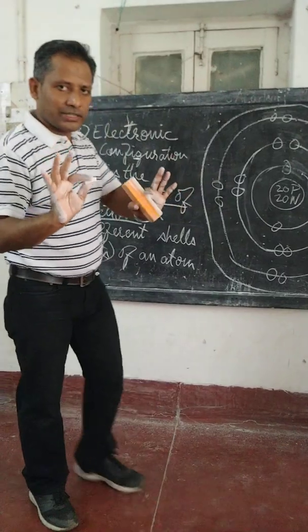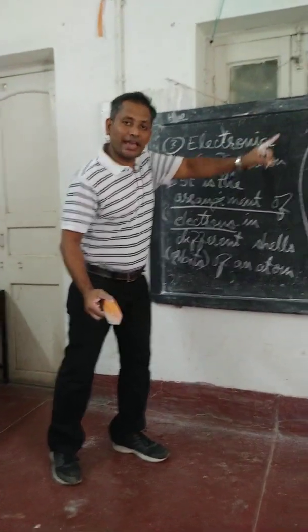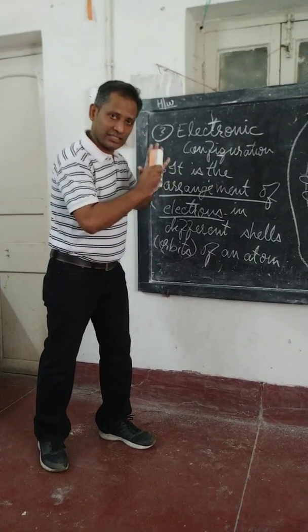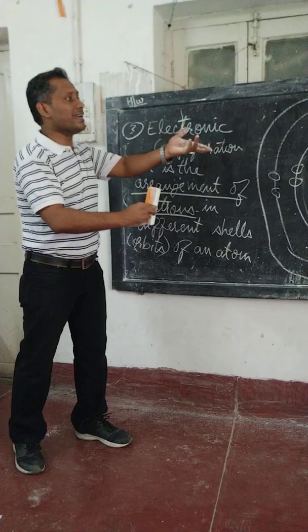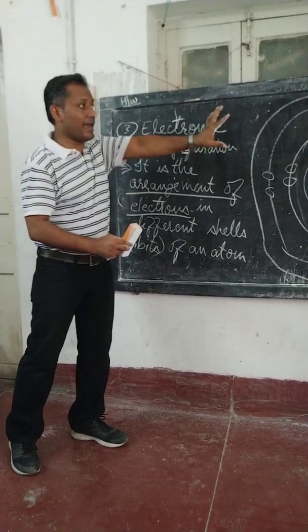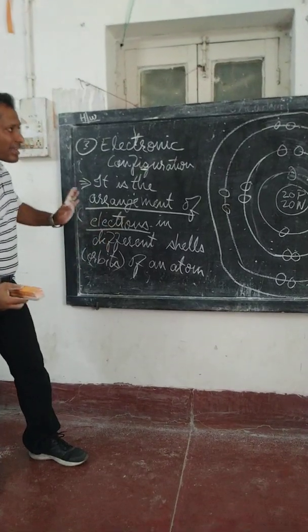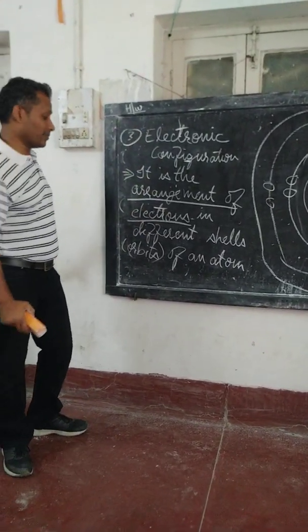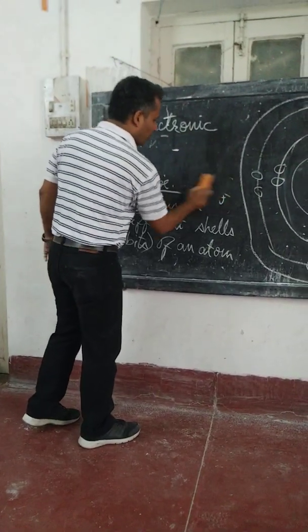Now you understood what is electronic configuration? It is the arrangement of electrons. 2, 8, 8, 2. First shell K, 2 electrons. Second shell L, you have 8 electrons. Third shell M, 8 electrons. And last N, 2 electrons. So it is the arrangement of electrons in different shells of an atom. Now how do we get these numbers? We'll come to that. That is the last topic we'll study today.